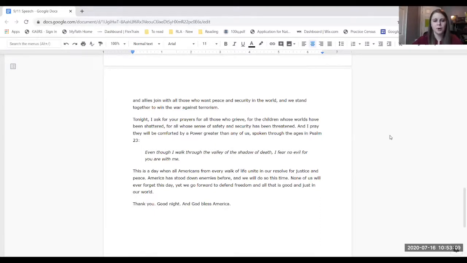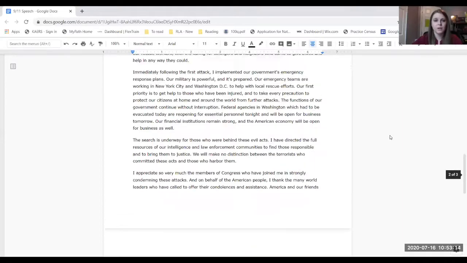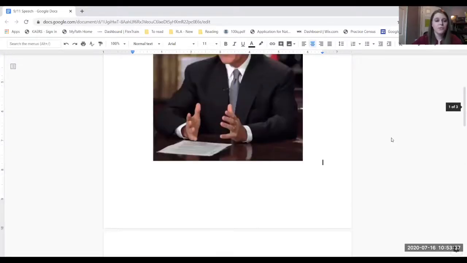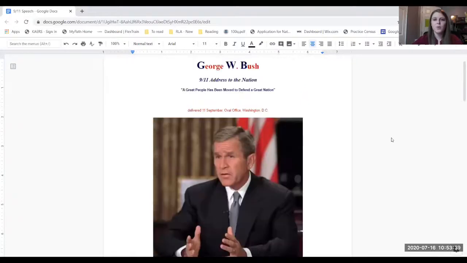What do we think his purpose would be in giving this speech? Well, again, we know that there was a terrorist attack on the nation, and a president's job is to take charge in those situations. So we can probably guess that his purpose is to talk to the American people, reassure them that the country is working to protect them, and making sure that this doesn't happen again.